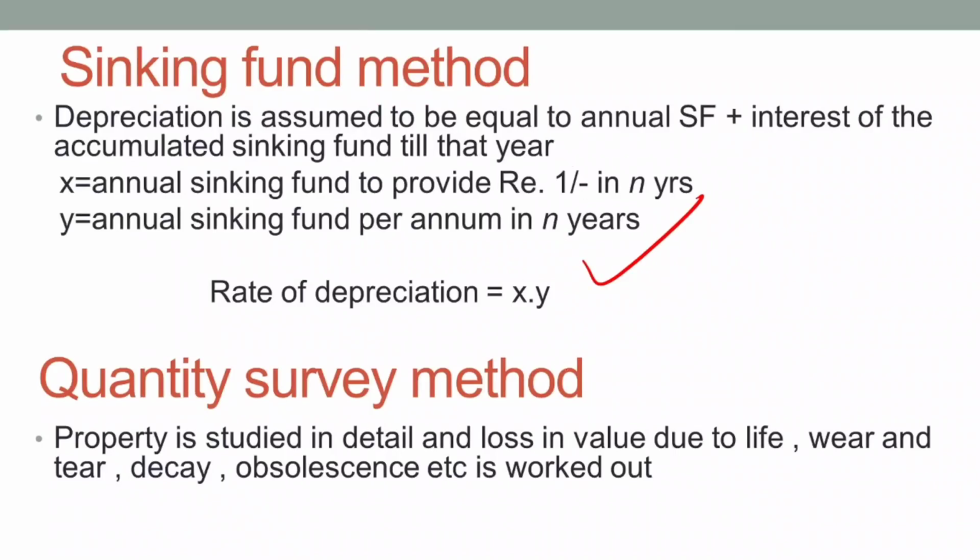Okay, and one more method, that is quantity survey method. Property studied in detail and loss in value due to life, wear and tear, decay, obsolescence, etc. is worked out. Okay, we will clearly discuss this quantity survey method. In this case, ഏതൊരു പ്രോപ്പർട്ടി ആണോ അതിനെപ്പറ്റി ക്ലിയർ ആയിട്ട് സ്റ്റഡി ചെയ്യുന്നു. അതിനുശേഷം എത്രയാണ് ഡിപ്രീസിയേഷനും കാര്യങ്ങളും കാൽക്കുലേറ്റ് ചെയ്യുന്നു. സോ ദീസ് ആർ ദ 4 ഡിഫറെൻറ്റ് മെത്തേഡ്സ് വിച്ച് യു ആർ യൂസിങ് ടു കാൽക്കുലേറ്റ് ദിസ് depreciation values.